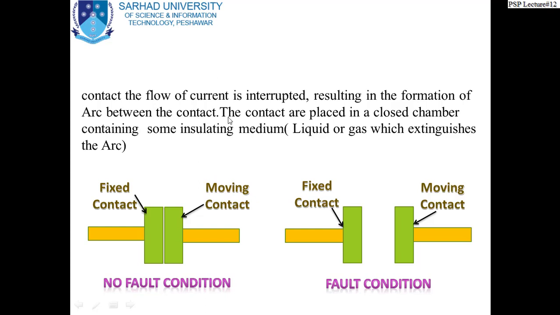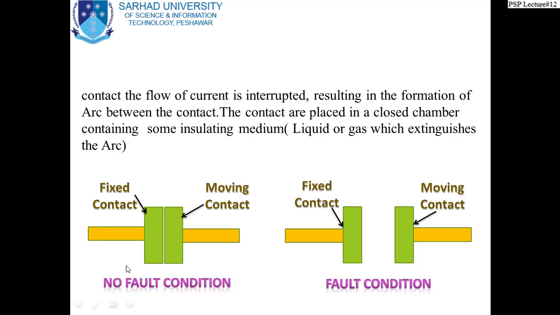Therefore, whenever the contacts of the circuit breakers are open, a lot of heat is produced due to this arcing effect. The contacts are placed in a closed chamber containing some insulating medium, liquid or gas, which extinguishes the arc.